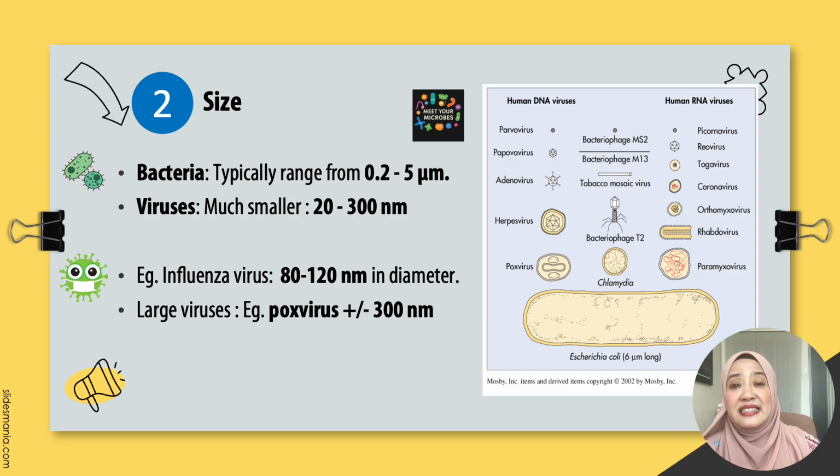Secondly, the differences lie in size. Both bacteria and viruses are microorganisms. Micro means small. But how small is small? Viruses are a lot smaller than bacteria. A typical bacteria size will range between 0.2 to 5 micrometers in comparison to viruses, which range between 20 to 300 nanometers. Even the units are different.